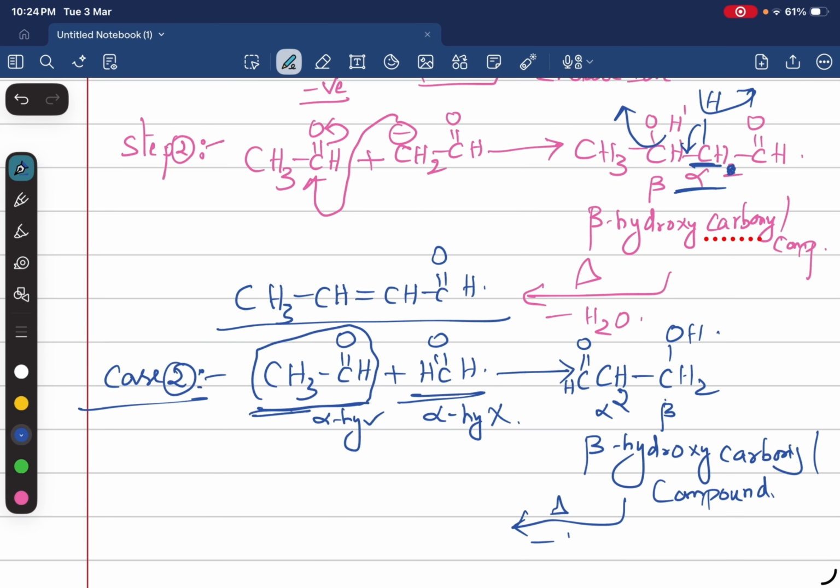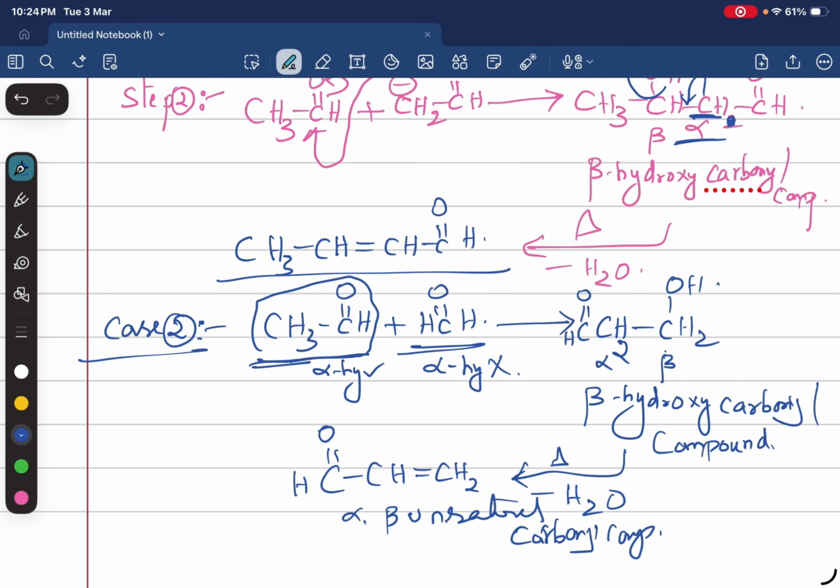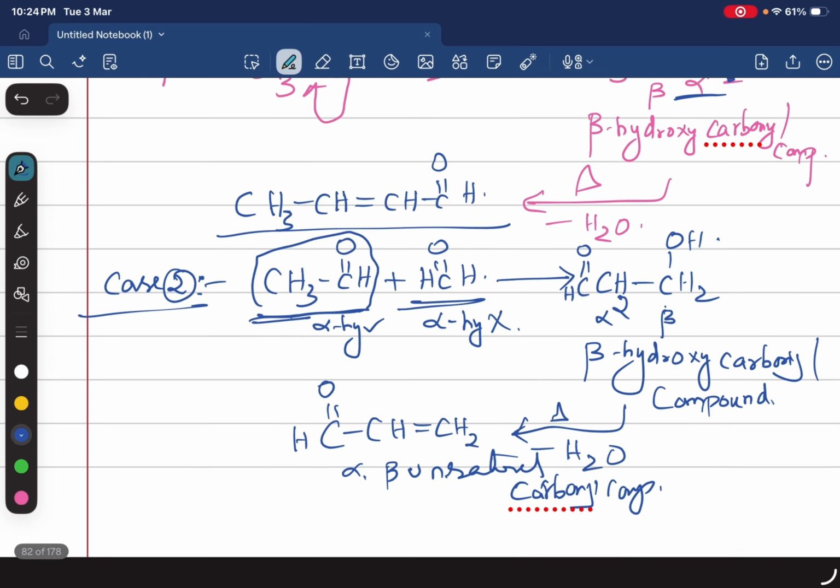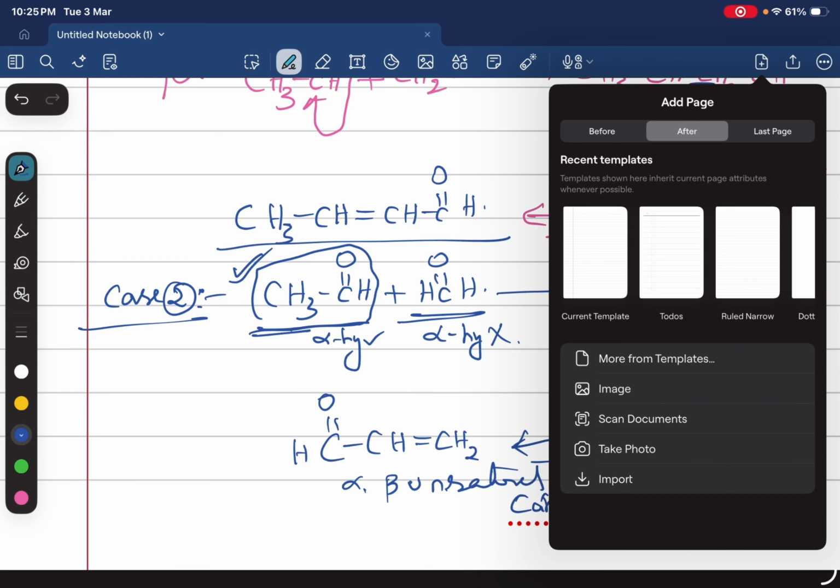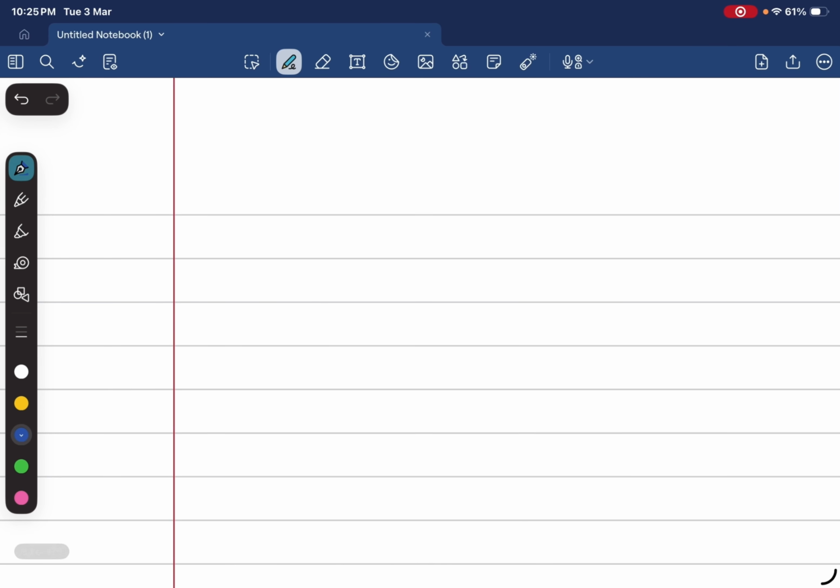On heating, it loses water and gives an alpha beta unsaturated carbonyl compound. So this is how the cross product is possible. Self product means the same as above, because in 2 steps only the same reactant is involved: acetaldehyde only is involved in 2 steps and gives one self product.